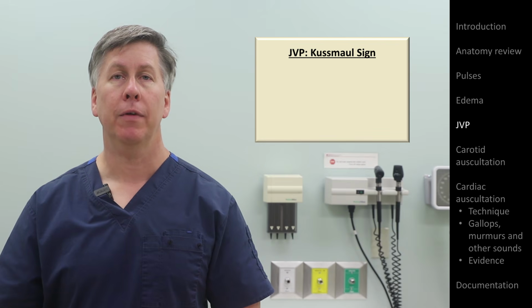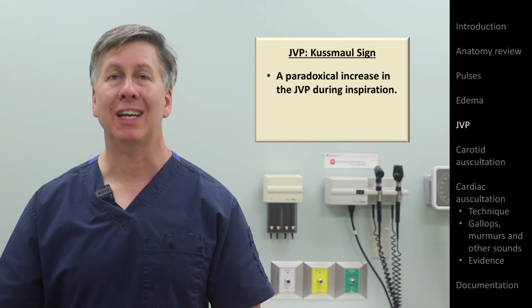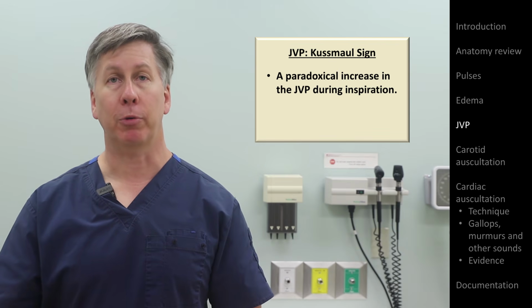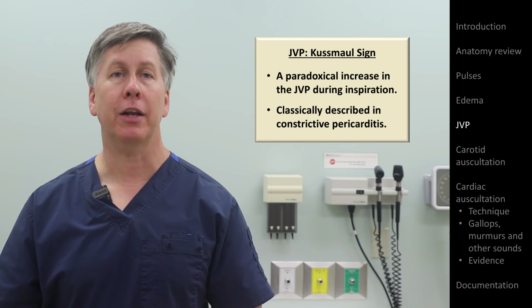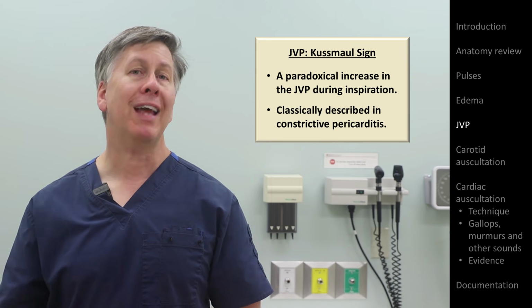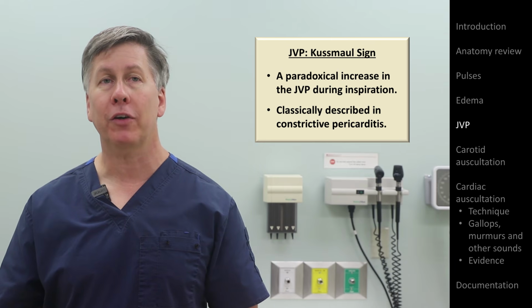There's also a relevant eponymous finding called Kussmaul's sign, which is a paradoxical increase in the JVP during inspiration. This finding is classically described in constrictive pericarditis, but it can be observed in any cause of severe right heart failure.